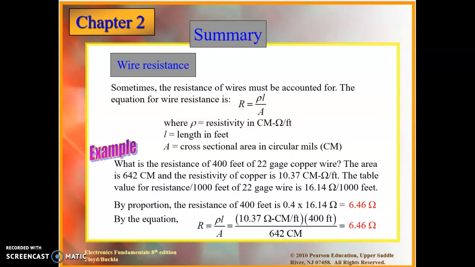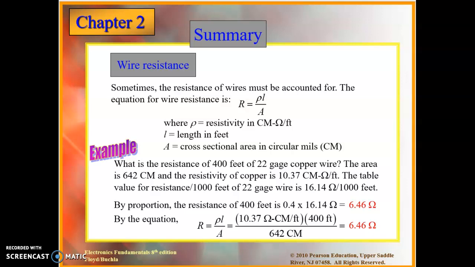We are going to continue with chapter 2. Now we are going to study wire resistors. We have so far variable resistors, which are the potentiometers. We have the ceramic resistors, which are the fixed value resistors, and now we have the wire resistors, which are the ones you can make yourself by selecting a specific material with a specific length and a specific cross-sectional area.